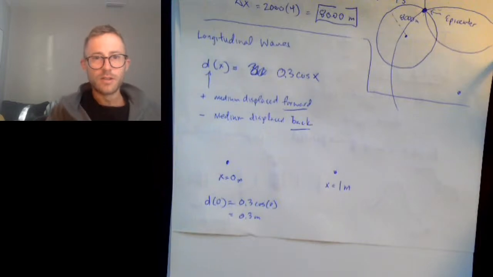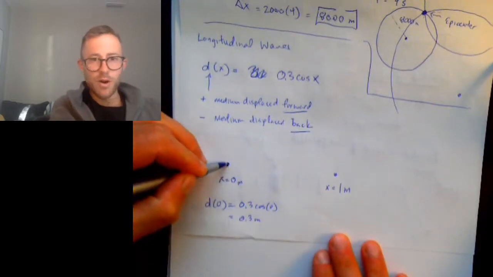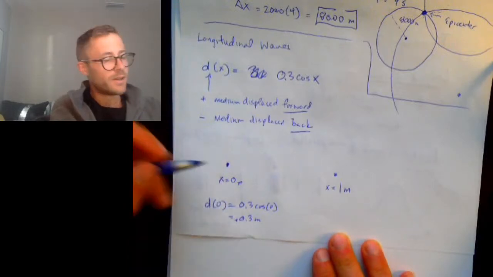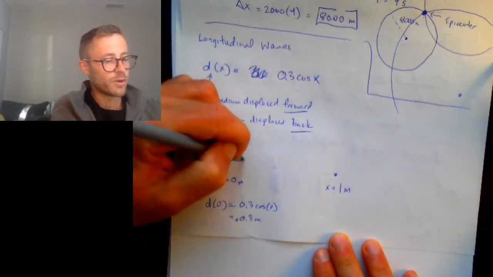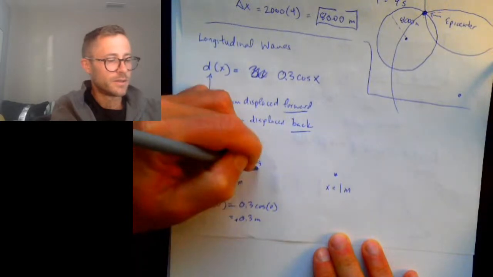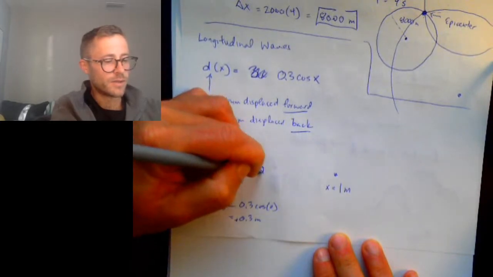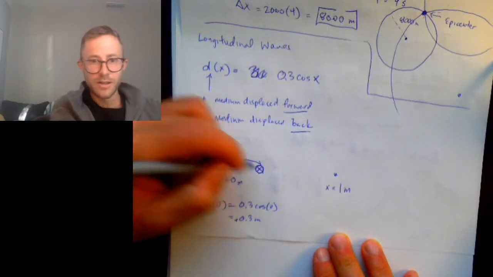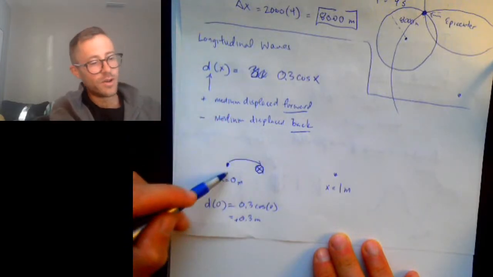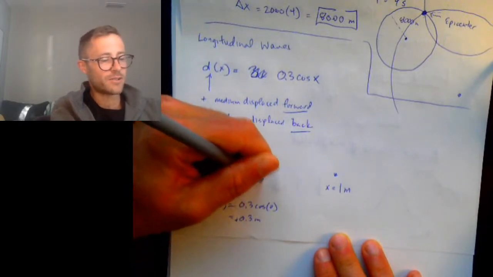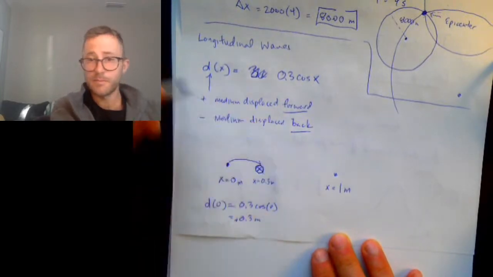Okay? So this part of the medium, and it's plus 0.3, gets pushed forward. Okay, I'll make an X with a circle. And now this part is going to be at 0 plus 0.3. So this part of the medium is now at x equals 0.3 meters.